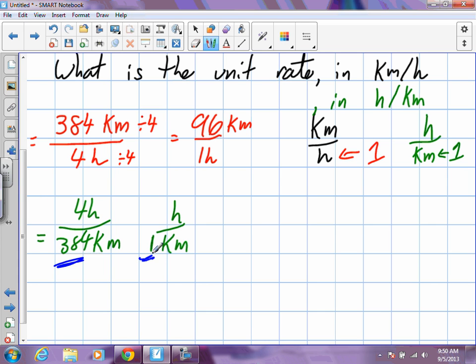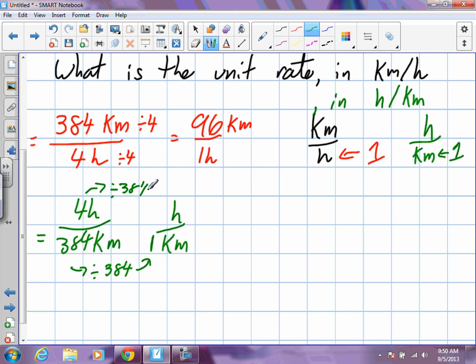Somebody's saying it, they're just not saying it loud. 384. That's right. You just divide by itself. So we're going to divide this value by 384, and that'll take us to 1. And whatever we do to the bottom of a fraction, we must do the top. So we have to divide 4 by 384. Not a simple task to do in mental math.